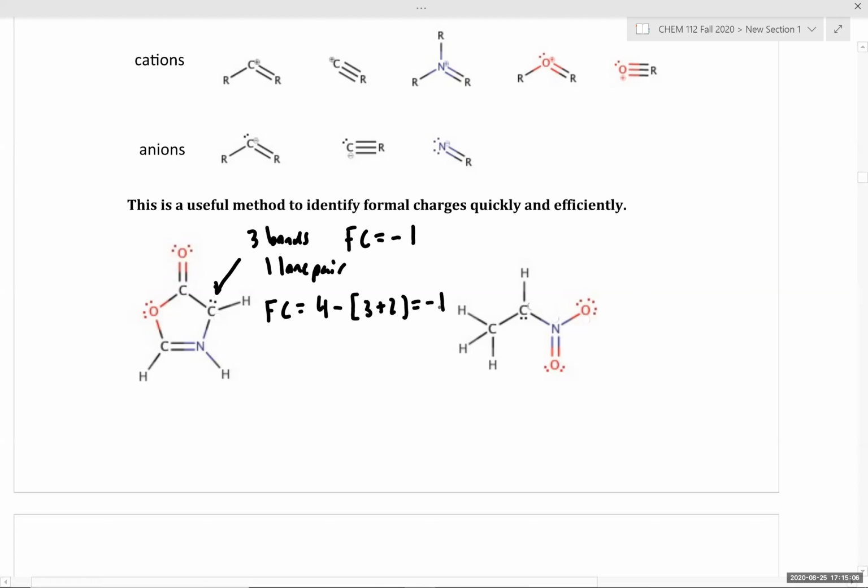Are there any other atoms in this structure on the left with a formal charge? And if so, which atom contains a non-zero formal charge besides oxygen?